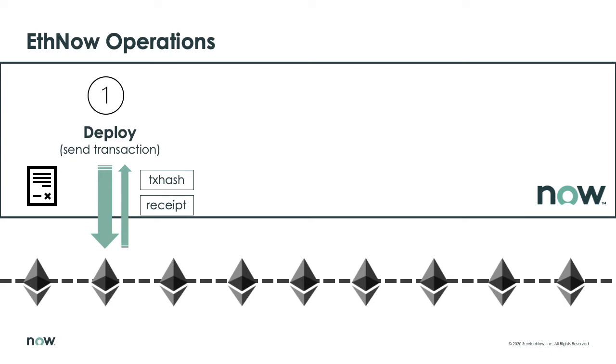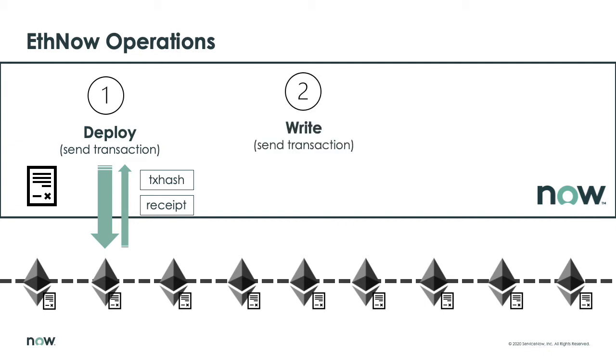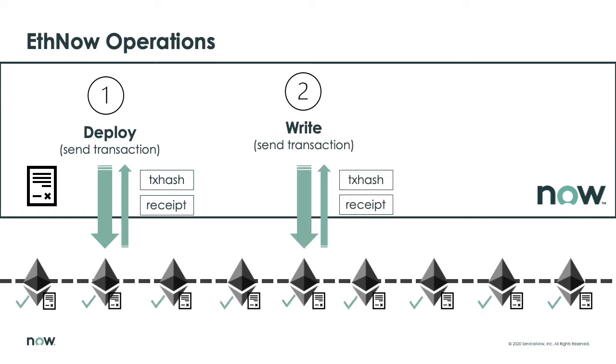The transaction is assigned a transaction hash and is completed when the receipt is issued on the blockchain. The transaction publishes a smart contract instance that is replicated across all the nodes. The second operation is to invoke a method on a published smart contract to write on the blockchain. Also in this case, a transaction is sent and executed across all the nodes, changing the status of the blockchain.